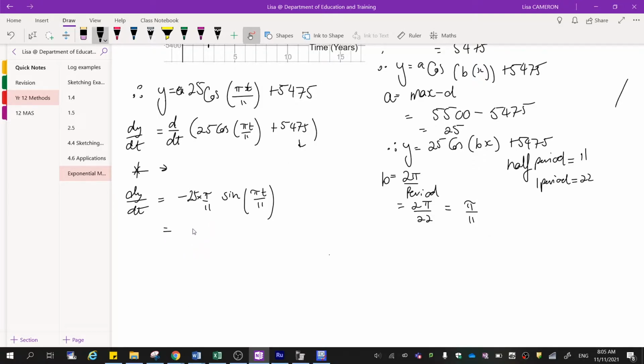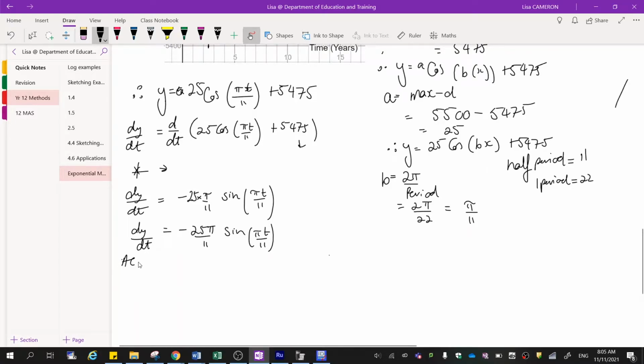So when I simplify this down, I'll end up with negative 25 pi on 11 sine pi t on 11 for dy over dt. Perfect. Now the next thing that we want to do is calculate the acceleration, which means that we want to calculate the second derivative. So I'm going to be deriving this function here for the speed of it, or the velocity.